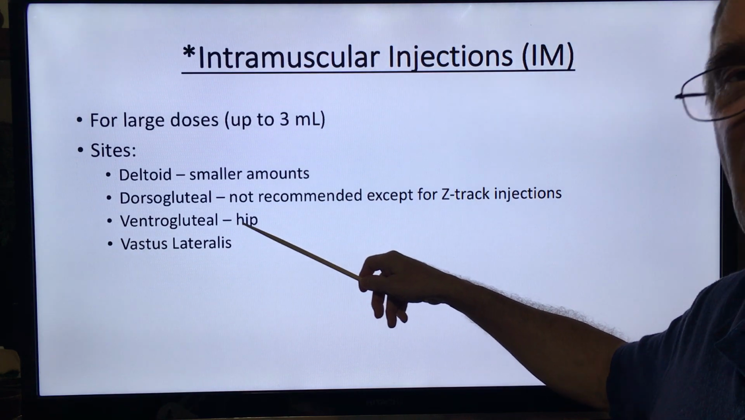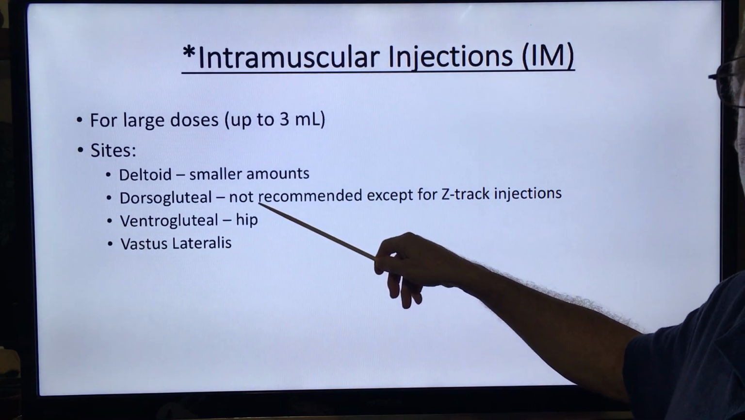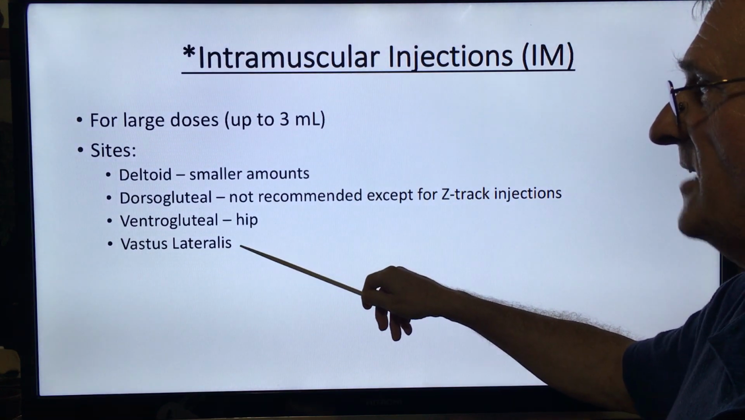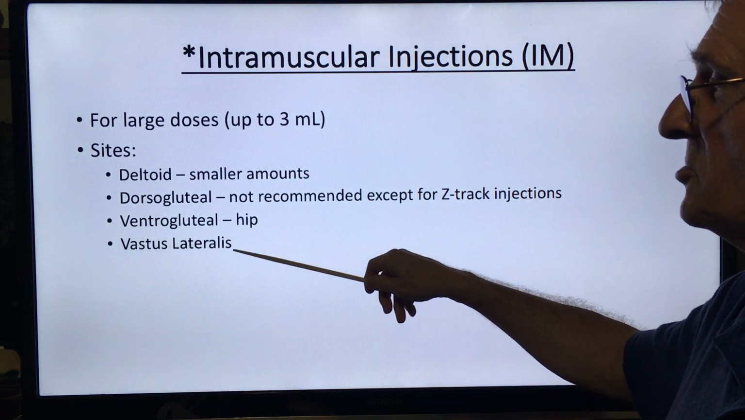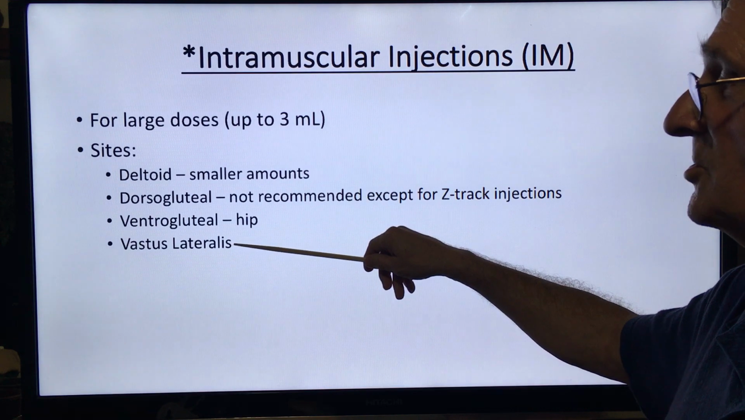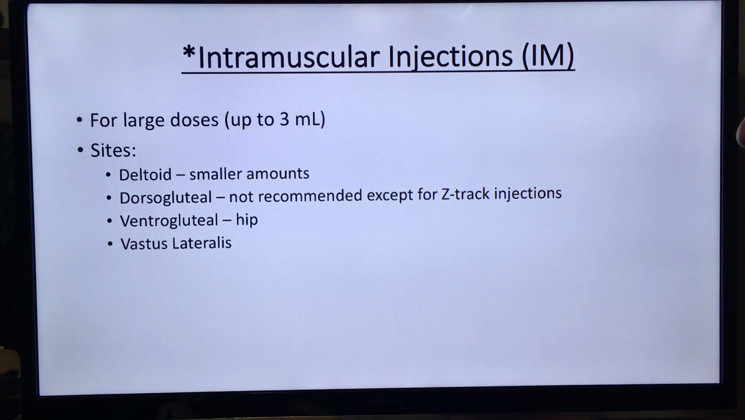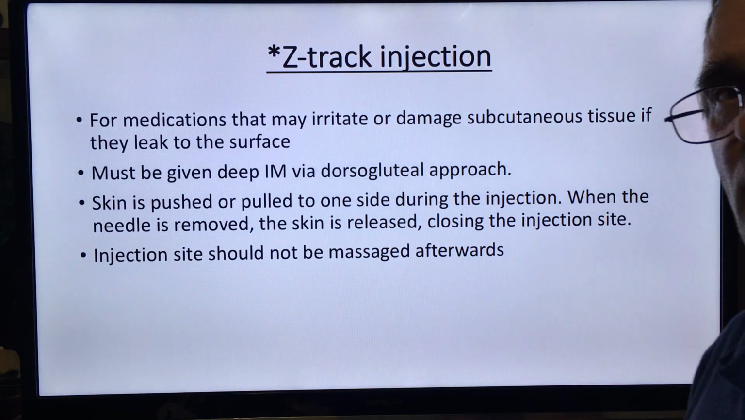It's more lateral in the hip. This one's more posterior, and the risk is that you'll hit the sciatic nerve and cause them a lot of pain. And then vastus lateralis, the lateral third of the thigh, which we'll demonstrate in class, is good for kids. Not too many adults get a vastus lateralis injection. Z-Track injections, again, I'll show you a video in class that will demonstrate the Z-Track injection. I don't know too many medications that are given that way.